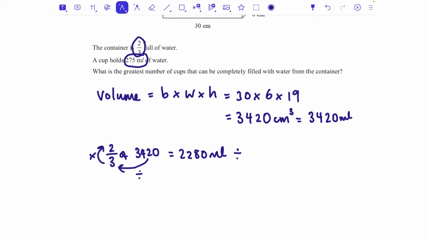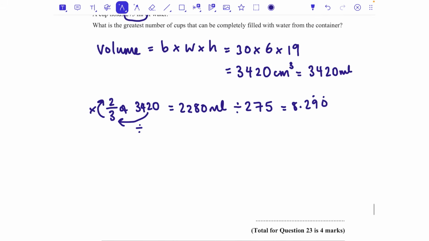Now, if we're sharing it into cups, we know that that means we need to divide. So 2,280 divided by 275 is going to be 8.290, and the 9 and the 0 are recurring. Now, even if that was 8.8, we wouldn't round it up because it's saying how many cups can we completely fill with water. And so it's just going to be the whole number part. So 8 cups would be your final answer.